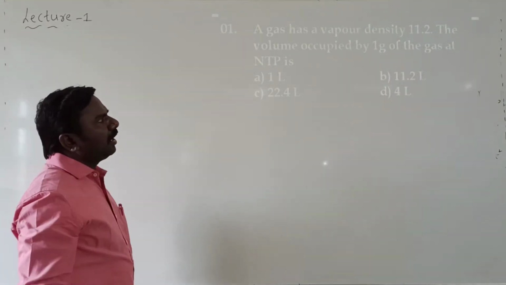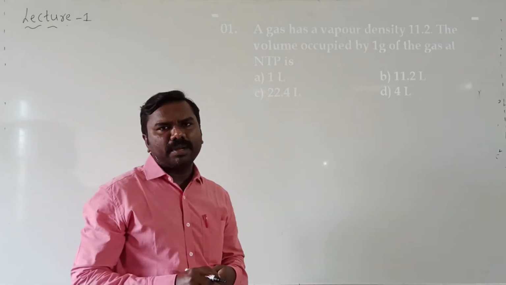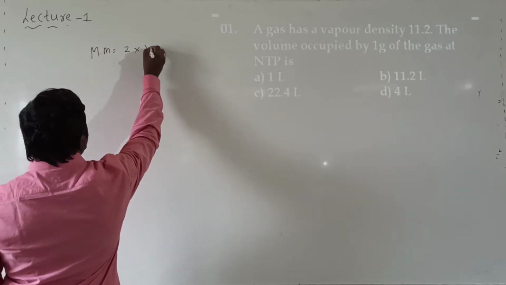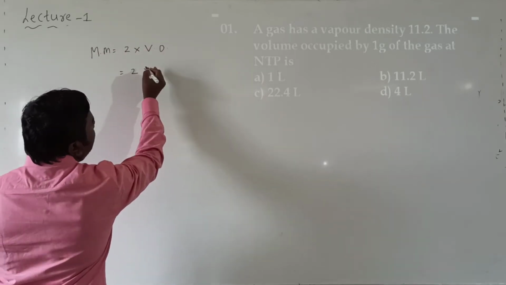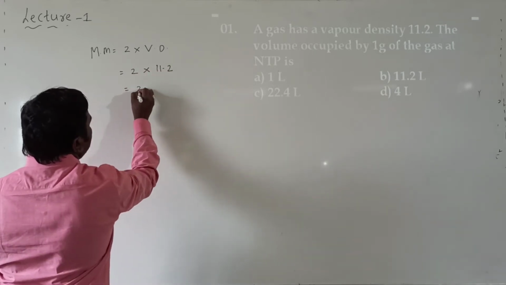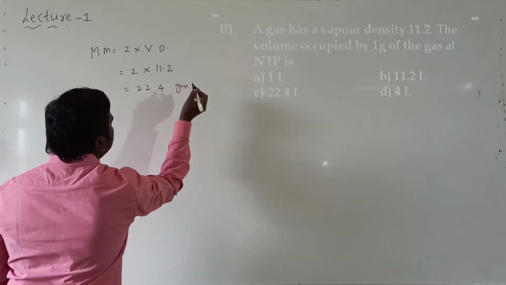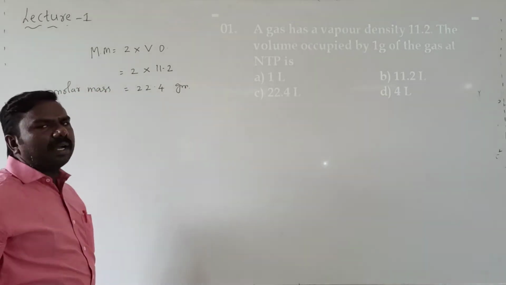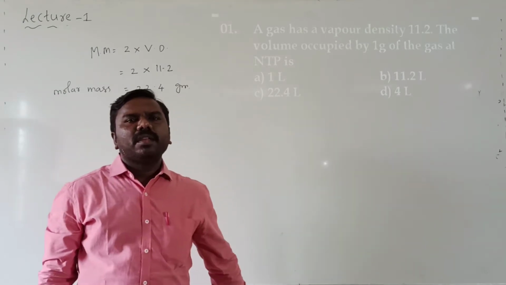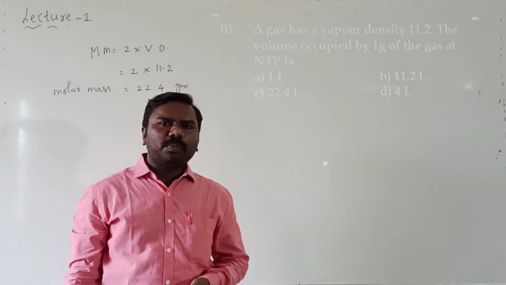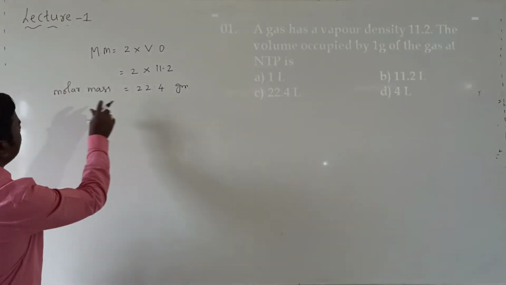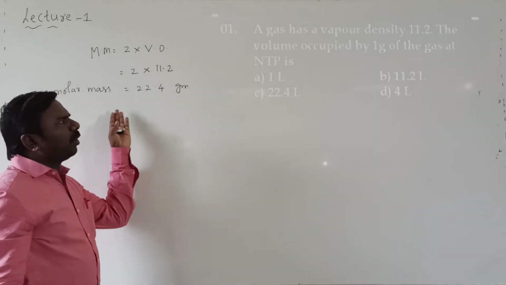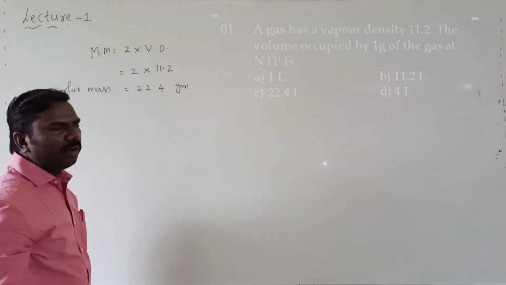So we should know the relation between the vapor density and molecular mass. Molecular mass is equal to 2 into vapor density. Vapor density given is 11.2, so it is equal to 22.4 grams. Molecular mass is also called molar mass, which is nothing but the mass of 1 mole. 1 mole occupies 22.4 liters. It means molar mass equals the mass of 1 mole of atoms or compound that occupies 22.4 liters.